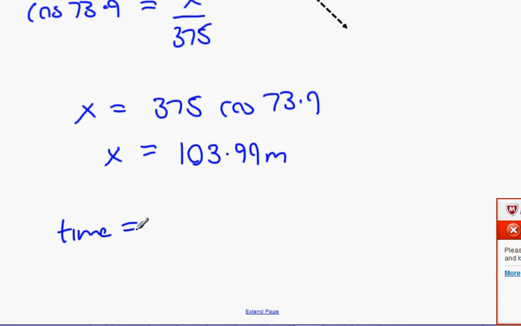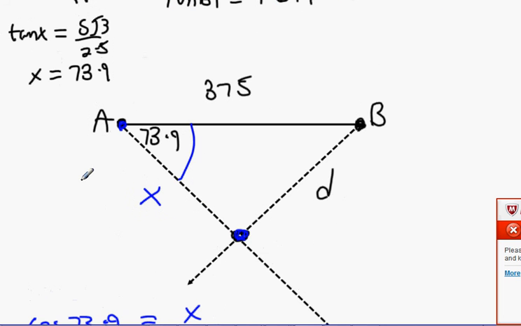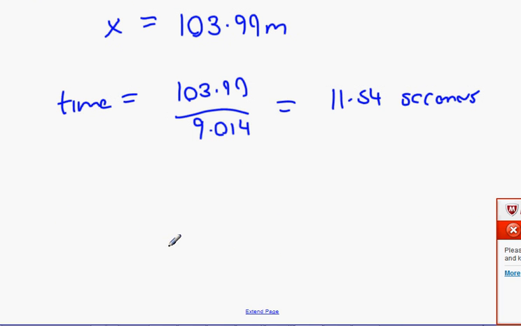So the time is going to be the distance, which is 103.99, divided by the speed. Remember, what speed are we going again? 9.014. This 9.014 is going in this direction because it's the velocity of A relative to B. B is stuck to the spot. And what do we get here when we divide them? 11.54 seconds. Is that right? Okay, 11.54 seconds. Then finally, we need to find out what happens in 11.54 seconds.